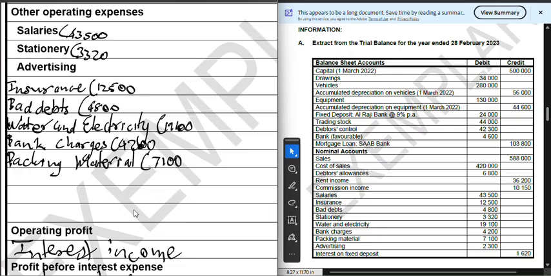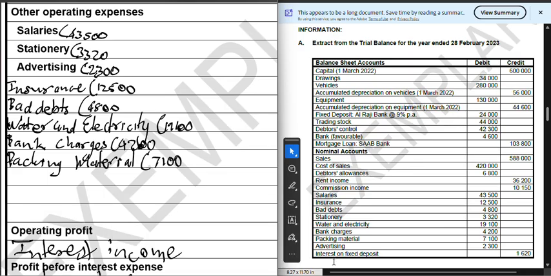All right, ladies and gentlemen, we'll be continuing. As we continue, we have got our advertising. Now you'll see advertising has been written for you up there, so we are just going to transfer the amount. That is 2,300. Now we have it. We finished with that. Then we go to the last one, ladies and gentlemen.